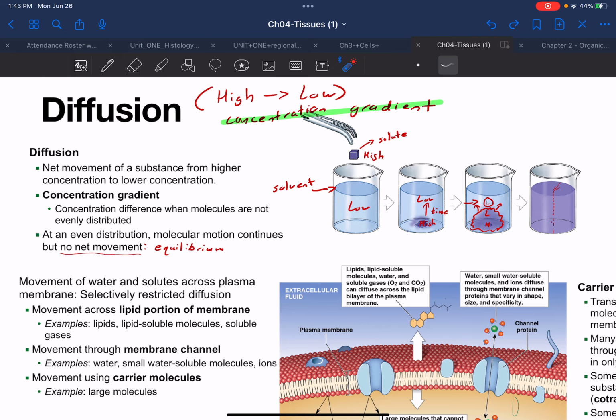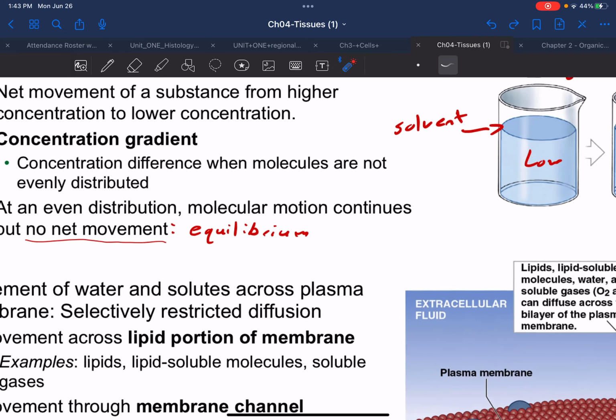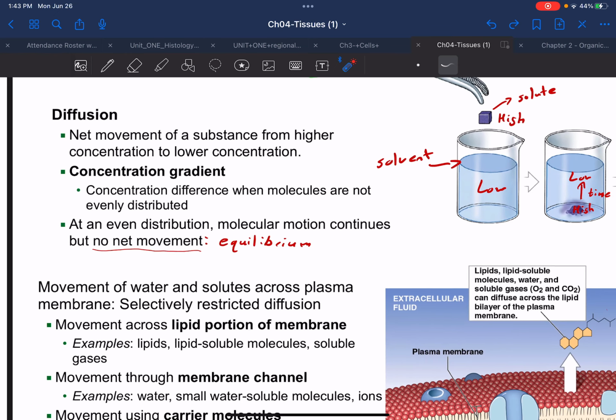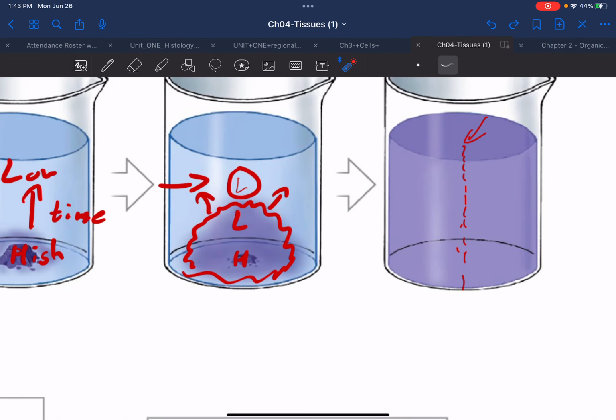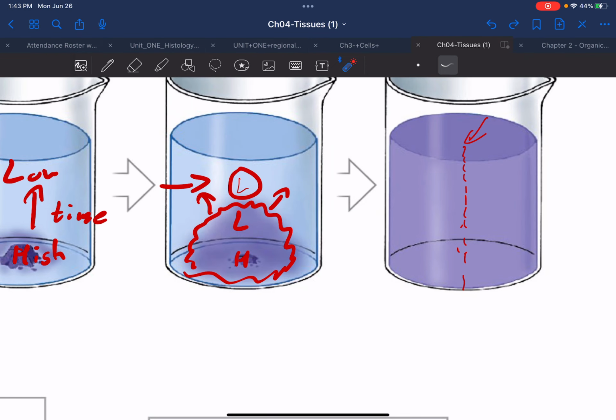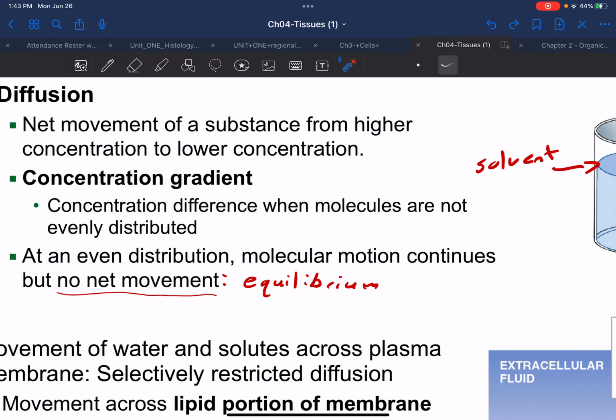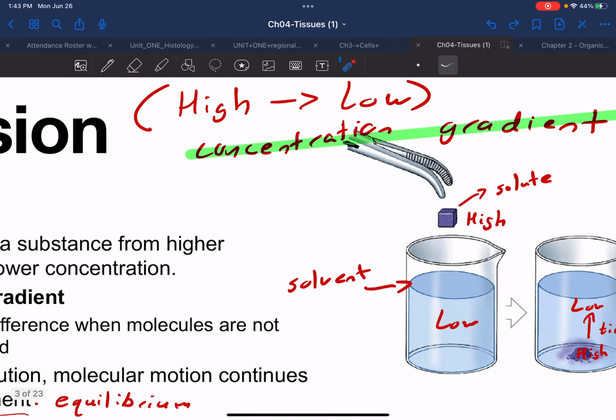And so when no more movement is occurring, no net movement, we refer to that as equilibrium. Because if we're looking at our last beaker, there's no different concentration. It is the same here as it is here. There's no high to low anymore, and so there's no real net movement. And that doesn't mean that the molecules aren't moving. It just means that there's no more difference.